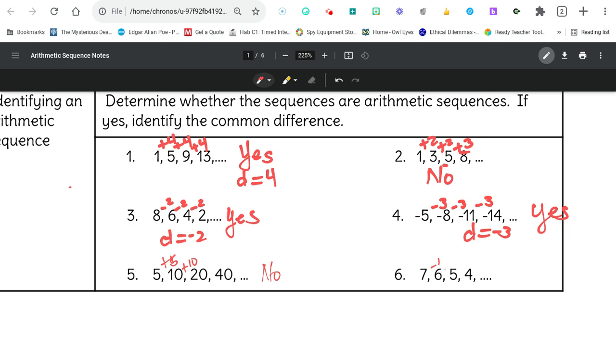7 minus 1 is 6. 6 minus 1 is 5. 5 minus 1 is 4. Yes, this is arithmetic, and D equals negative 1.